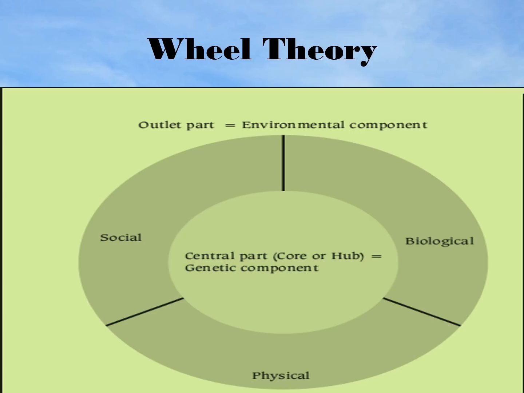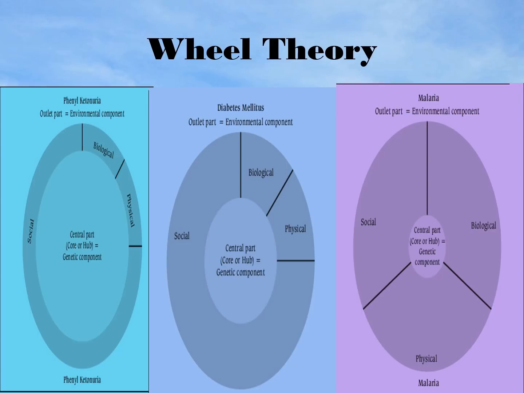So that's the wheel theory. The inner part is your central core, your genetic component, which is affected by three different factors: your social, biological, and physical. These are three different examples of wheel theory. The first one would be phenylketonuria, which is a genetic disease, which shows in your wheel theory that the inner core, your genetic component, plays a huge part in the disease.